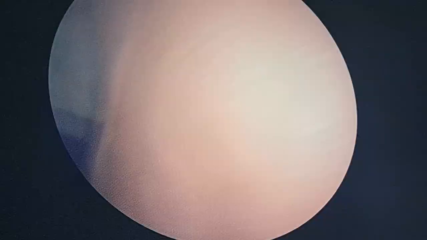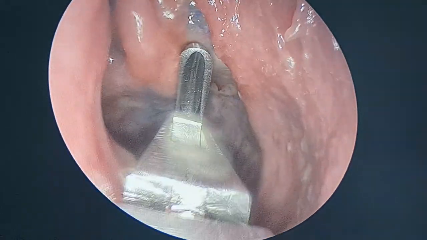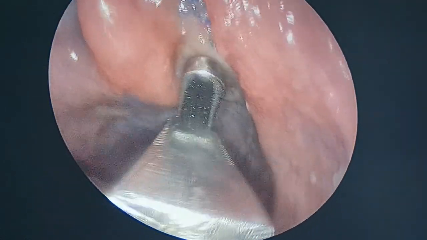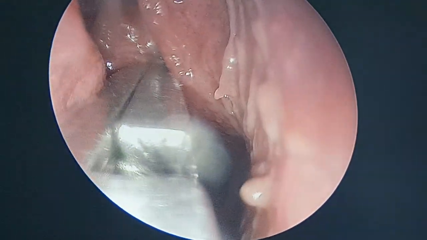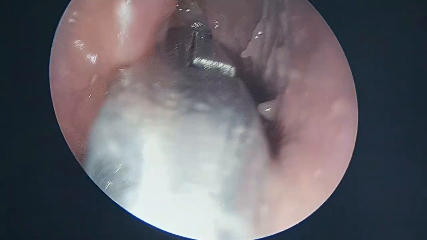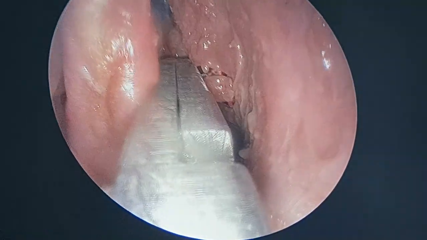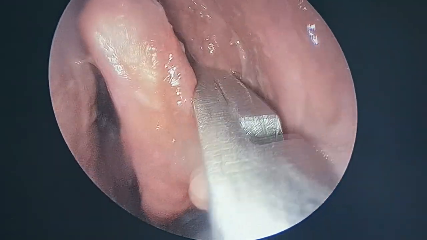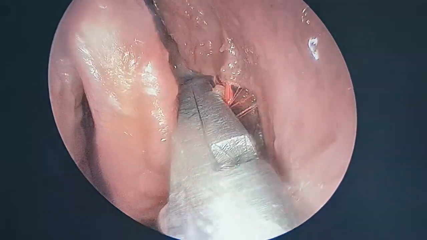Then for this particular step, as I said, for the uncinectomy, I am doing it in an infant. See, take your forceps, reverse biting, open, glide into the hiatus semilunaris, turn it a little inferiorly and bite through. Advance it, bite through, bite through until you reach the hard bone.